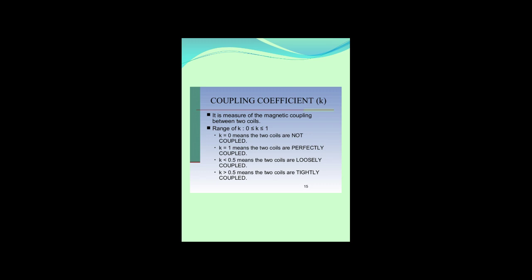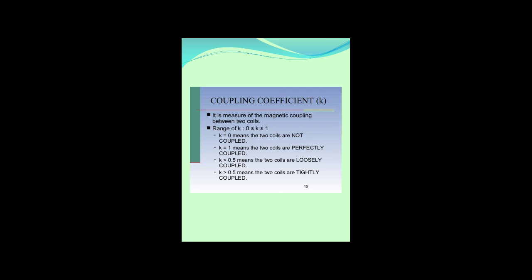Means the range of K lies between 0 to 1. If K is equal to 0, it means the two coils are not coupled. If K is equal to 1, it means the two coils are perfectly coupled. If K is less than 0.5, it means the two coils are loosely coupled. If K is greater than 0.5, it means the two coils are tightly coupled.